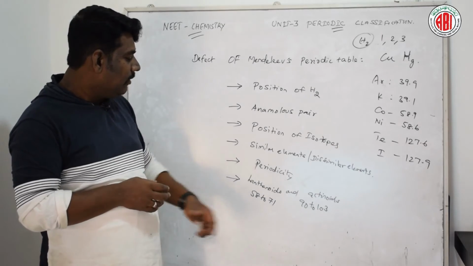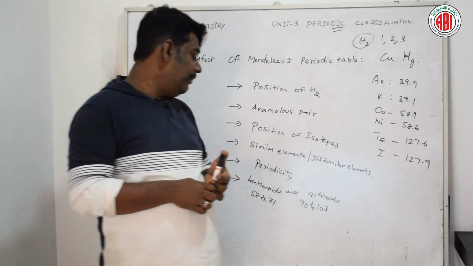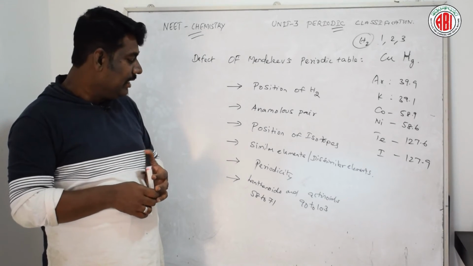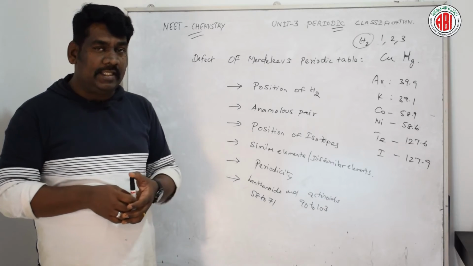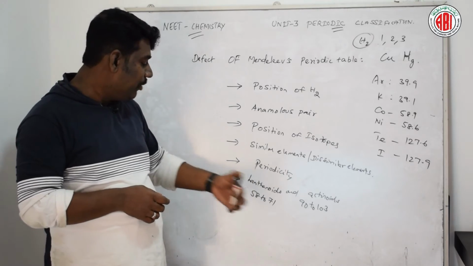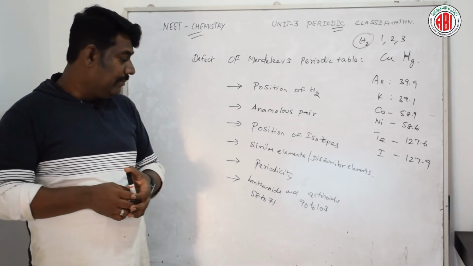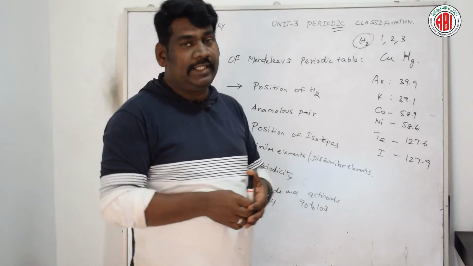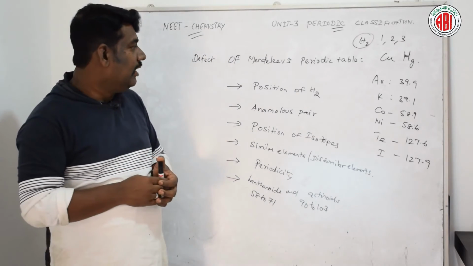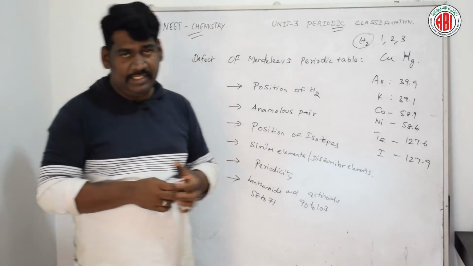Next, talking about periodicity, it is not well defined in Mendeleev periodic table. And finally, the position of lanthanides and actinides. The lanthanides are the set of species with atomic numbers from 58 to 71. Similarly, actinides have atomic numbers from 90 to 103. So they are also not positioned well in the Mendeleev periodic table. So these all are the major defects of Mendeleev periodic table.